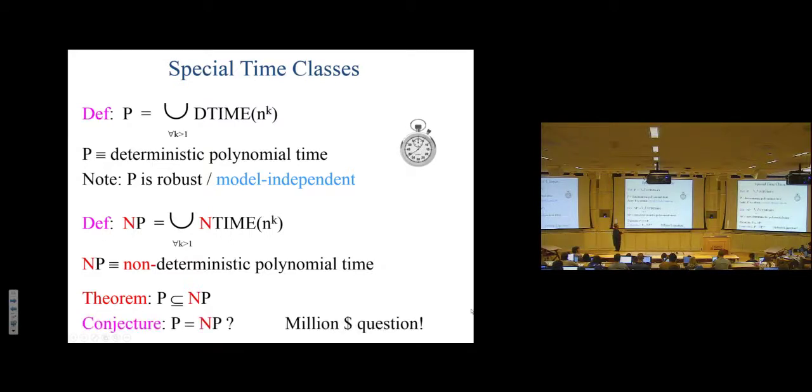Now, we know that P is a subset of NP. Why? Because determinism is a special case of non-determinism. Right? Non-determinism is you can have several choices at your option, but making one choice is a special case of allowing you to make several choices. So P is a subset of NP, but whether they're equal or not, we don't know. It's literally a $1 million question, a $1 million bounty from the Clay Institute of Mathematics. It's been an open question since the early 70s.